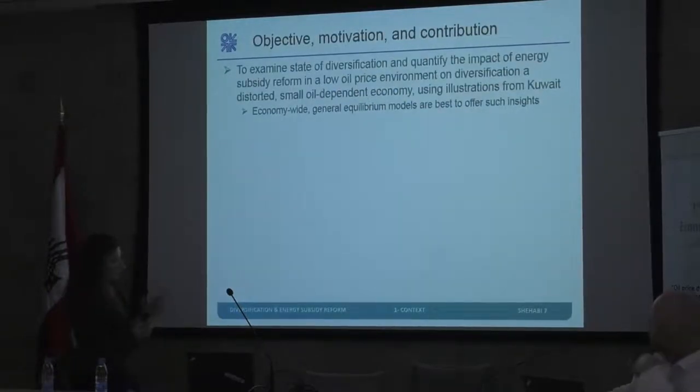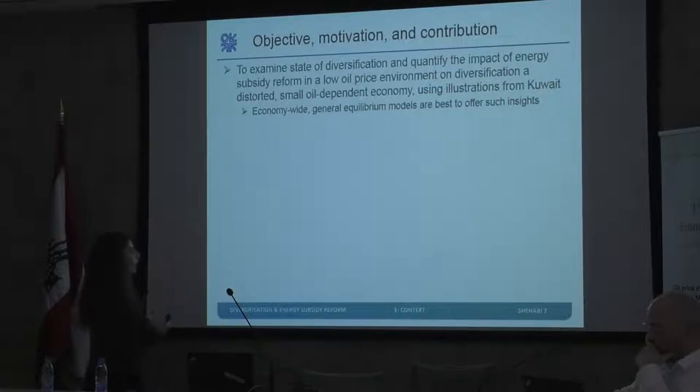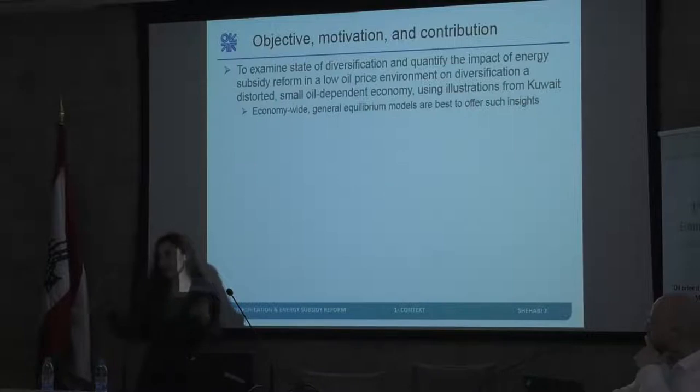What I want to do here is look at the state of diversification and quantify the impact of energy subsidy reform, in a low oil price environment, on diversification in a distorted, and these are key words, distorted, small, open, dependent economy, and I'll be doing that using illustrations from Kuwait. Small is not in size or population, it's in reference to the rest of the world and the ability of that country to change prices internationally. That's what small means here.